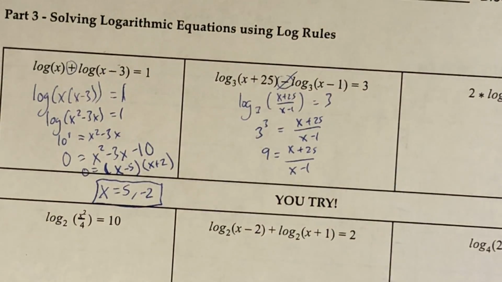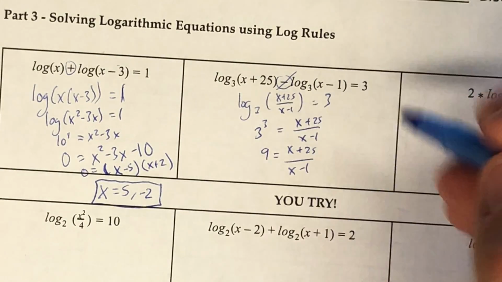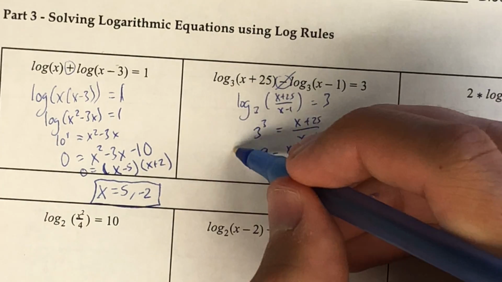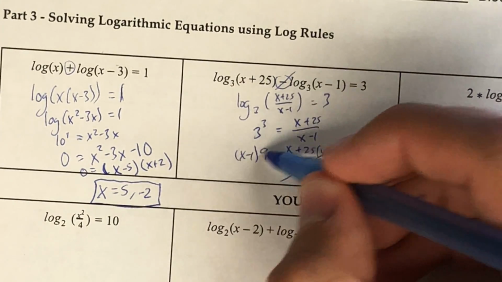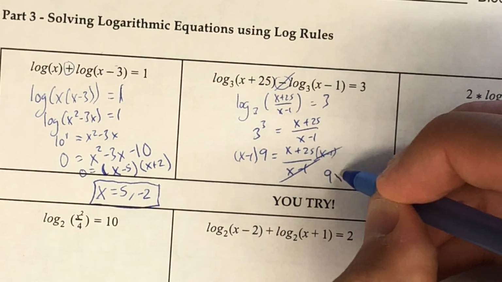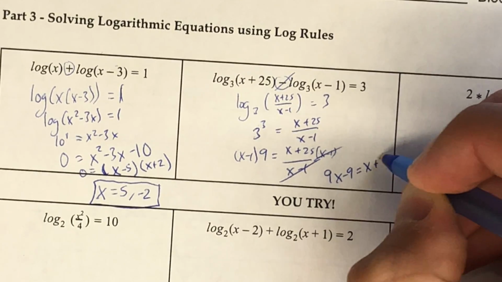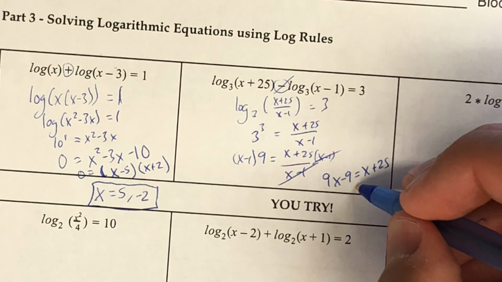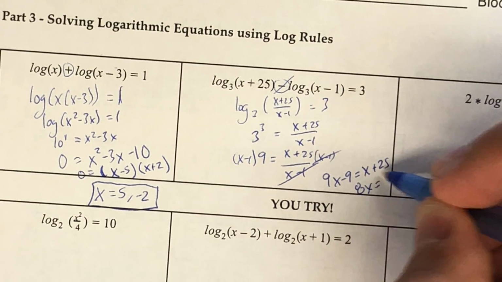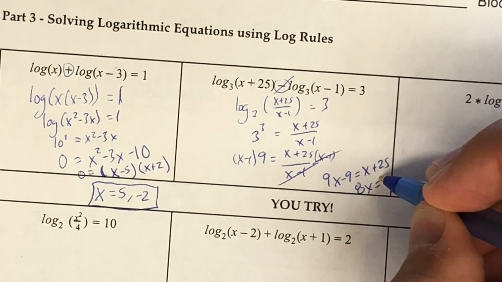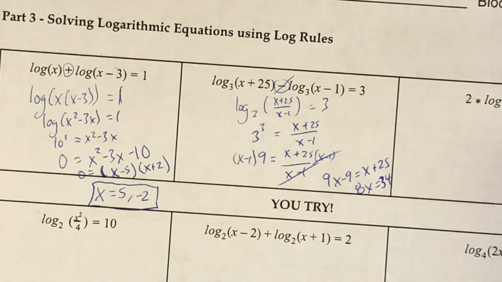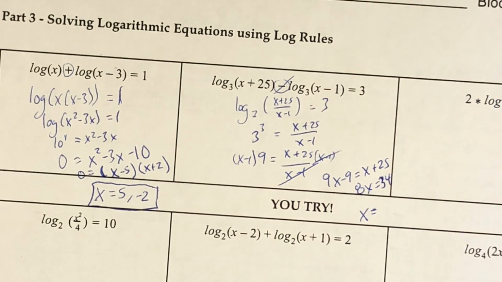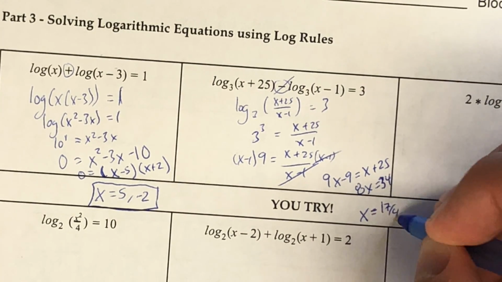And to solve for x, let's multiply both sides by x minus 1 to get rid of the fraction, so that'll cancel that out there. 9 times x minus 1 will give me 9x minus 9 equals x plus 25, and then we solve for x. So subtract x from both sides to get 8x, add 9 to both sides to get 34, divide both sides by 8, and that'll give us 17 over 4.